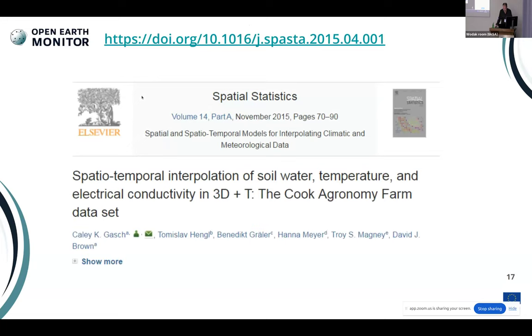And this 3D plus time, I don't call it 4D. Some people call it 4D, but for me 4D is like science fiction. Conceptually, they define it in math as a fourth spatial dimension. But this thing is 3D plus time. You have this space-time cube and you move through time. We got this data set from the US and we did this 3D plus time.